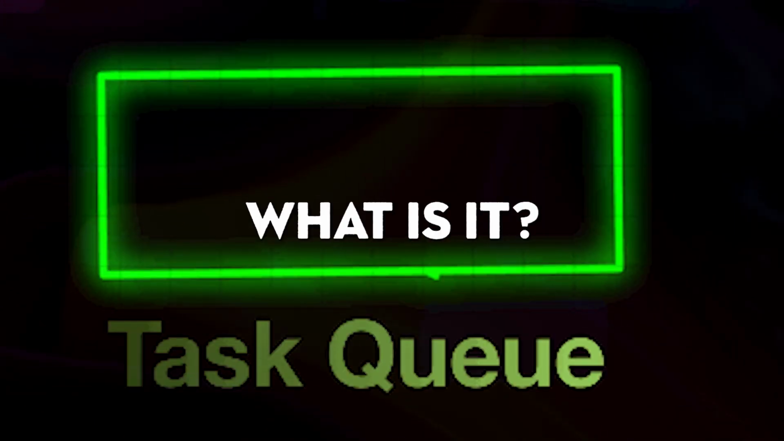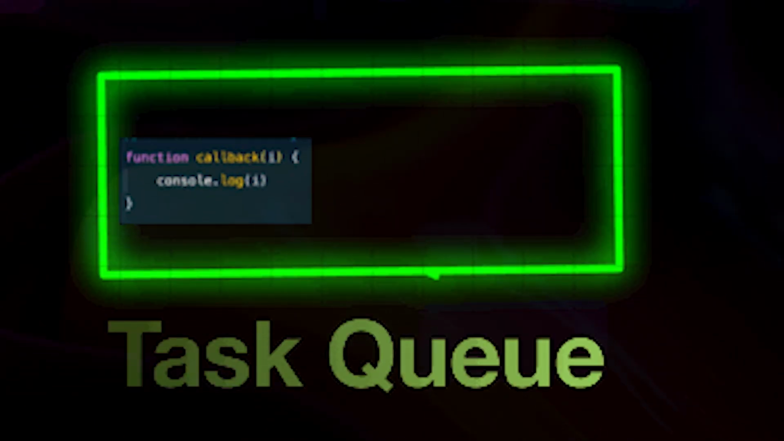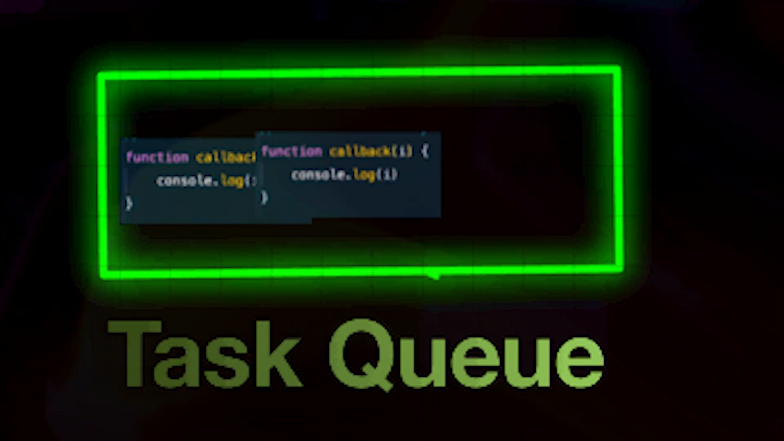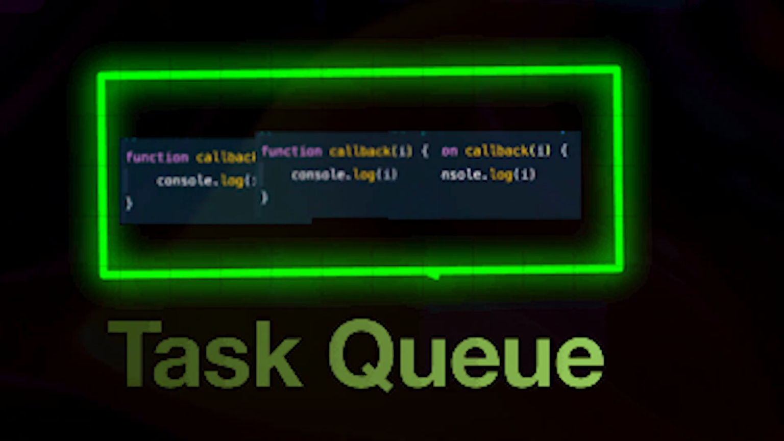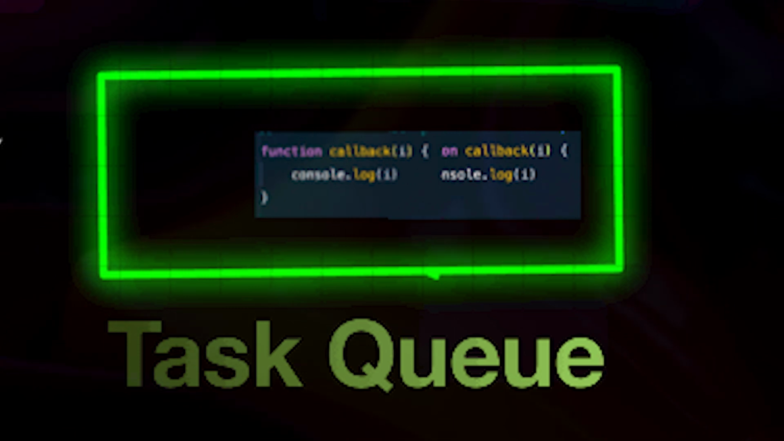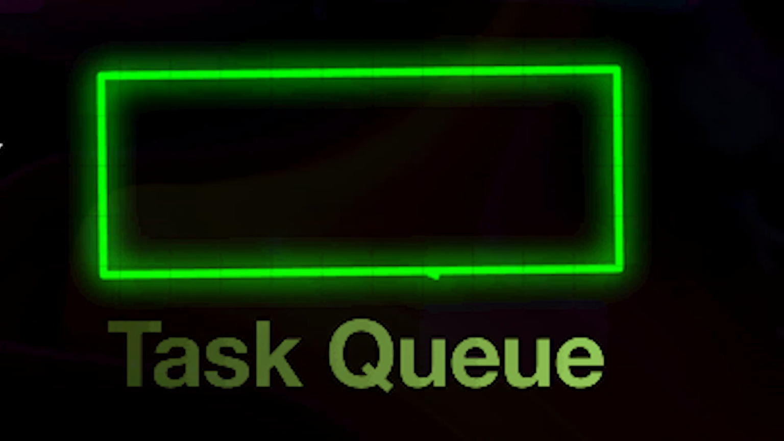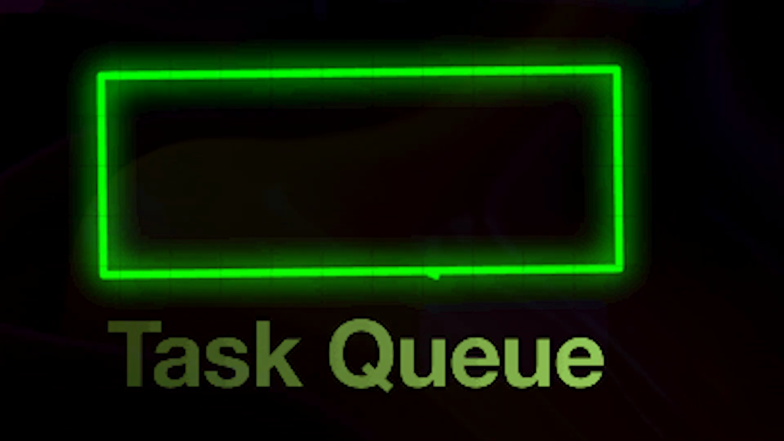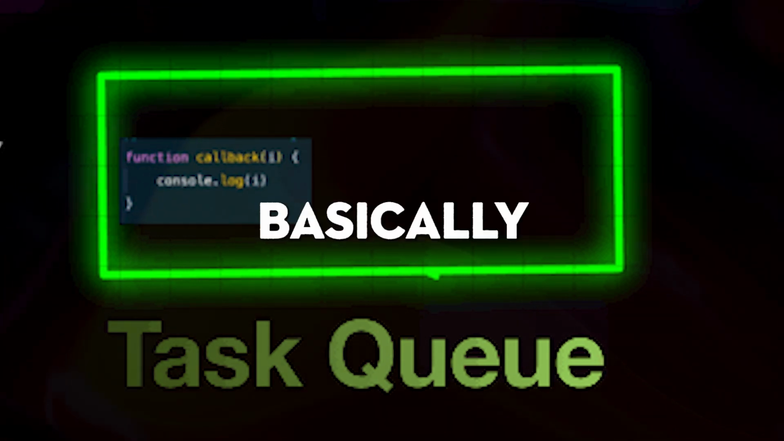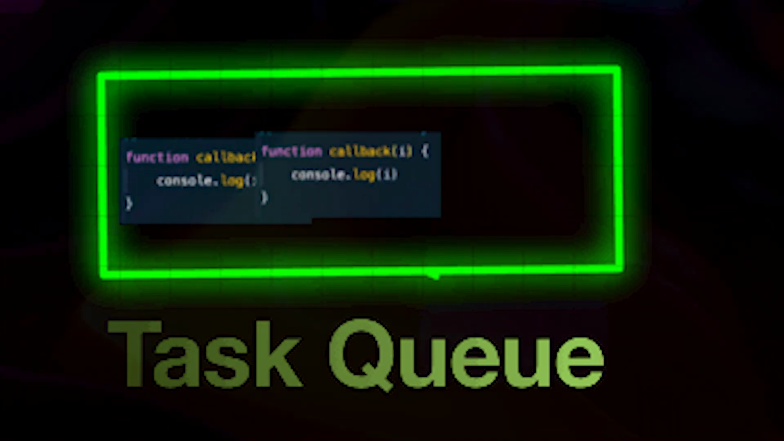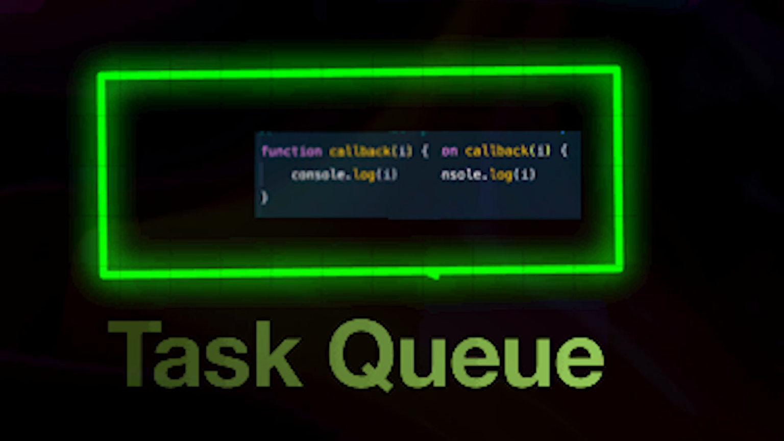So you might ask, what is a task queue? The task queue uses a queue data structure. The queue follows FIFO, first in, first out, very similar to a queue of people waiting to get served their coffee. The first person who arrived goes first. So basically, this JavaScript task queue is a queue of tasks that are waiting to be executed.